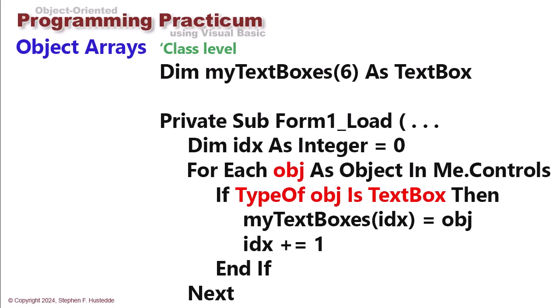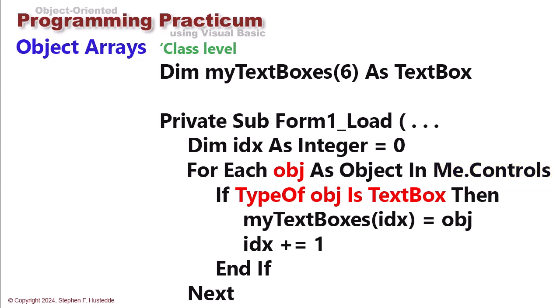Another way to do this would be to dim my text boxes as a class level variable, again with 7 elements going from 0 to 6. And then in my form load, to dim a variable, I'm going to use idx as index as an integer equals 0. And then I can look at me.controls. Me.controls is a collection of all the controls in the form.